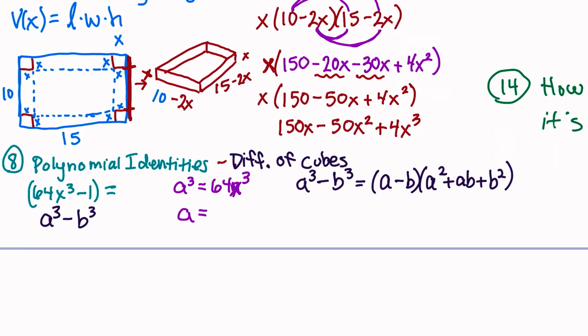So that's going to be 4x. And then the b cubed would be 1, so it's not very hard. So the a would be 4x. So in place of the a right here, we would put 4x. And then b cubed is 1, so that means that b is 1. So in the formula, we'd for sure have to have 4x minus 1, right? Because it's that same format.